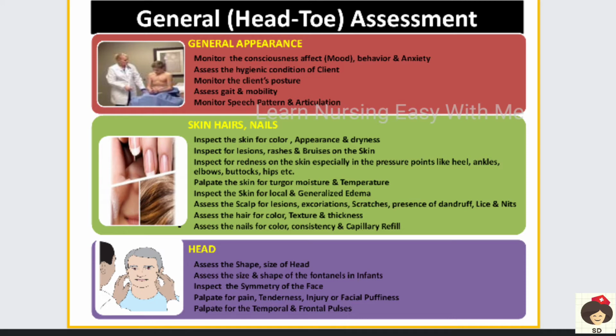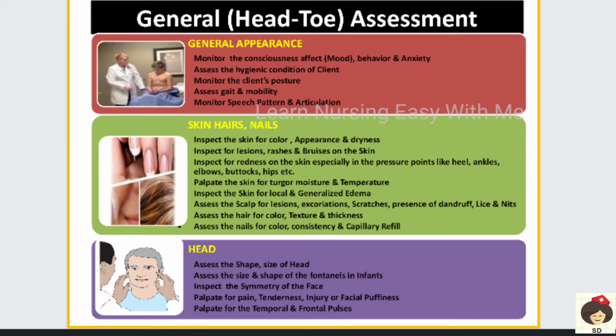So you have to check for the mood, behavior, anxiety and whether the patient is hygienic or not. And we have to see the client's posture. Some patients who are alcoholic and others don't maintain body posture, so you have to see his posture so that we can identify certain things. And gait and mobility. Okay, so whether the patient is able to move straight or is able to stand straight. Like in old age they will have a bent gait. So all that you have to check.